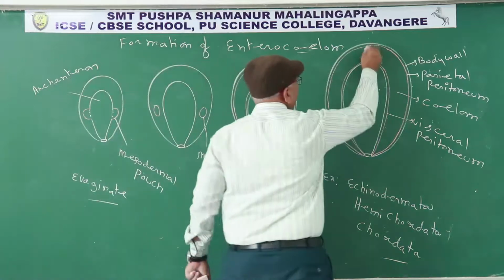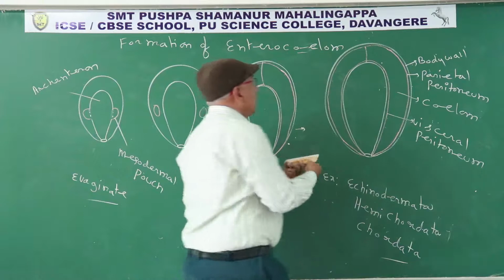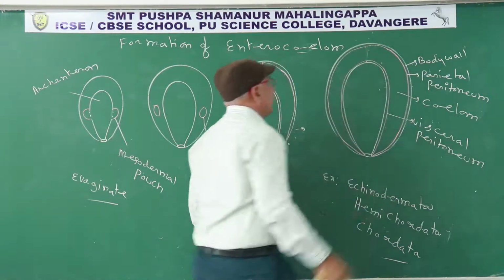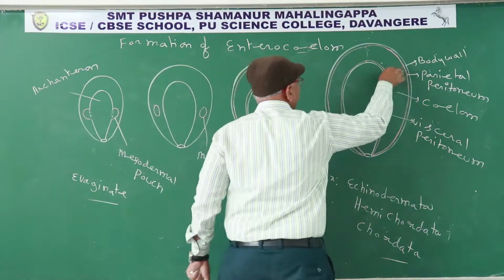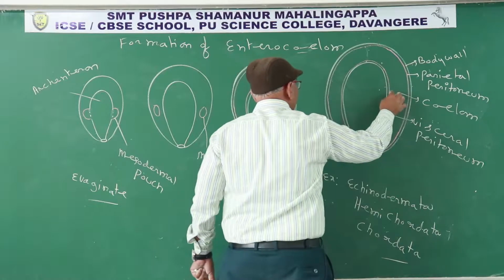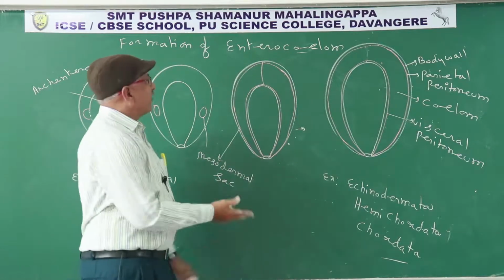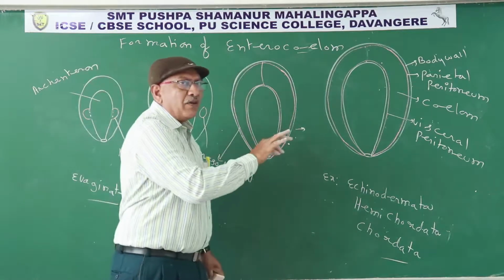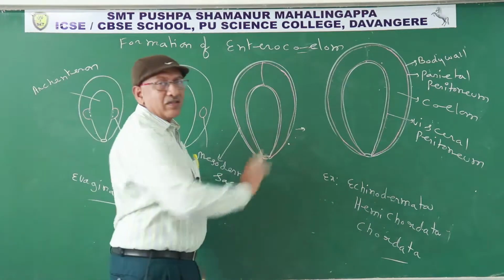Here also observe, it is one mesodermal sac, it is another mesodermal sac. The 2 mesodermal sacs unite or fuse. As a result, coelom is formed. Observe, a cavity is present between body wall and alimentary canal lined by mesodermal layers. What is the difference between schizocoelom and enterocoelom? The difference is only in the formation of coelom. Once coelom is formed, characters are the same.